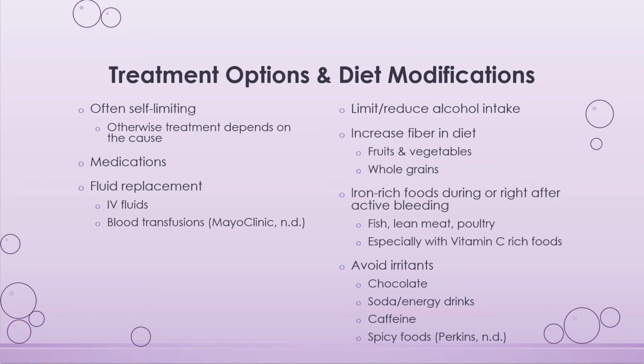Increasing fiber in the diet. This helps to keep the stool soft and helps prevent constipation, which can cause straining, so then you can get things like hemorrhoids or those anal fissures. And so this can help to keep stool soft so it's easier to pass. In some ways, you can increase fiber in your diet in fruits and vegetables or whole grains.